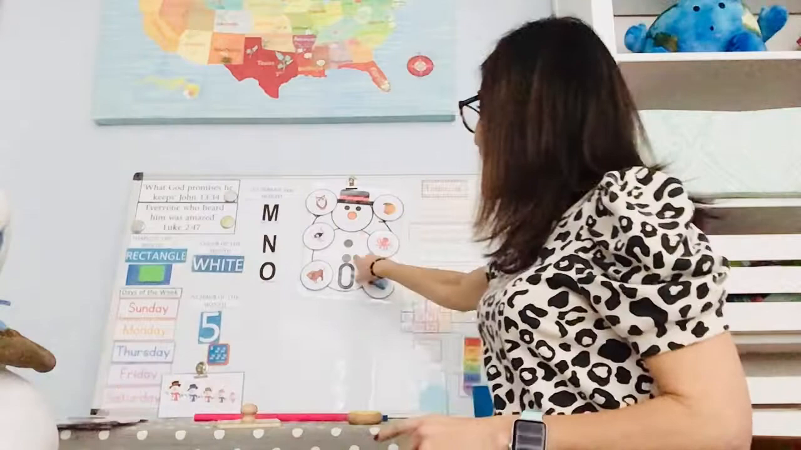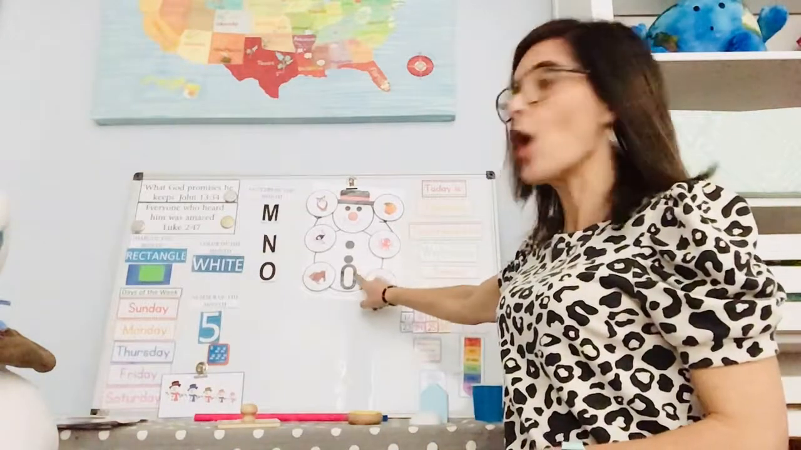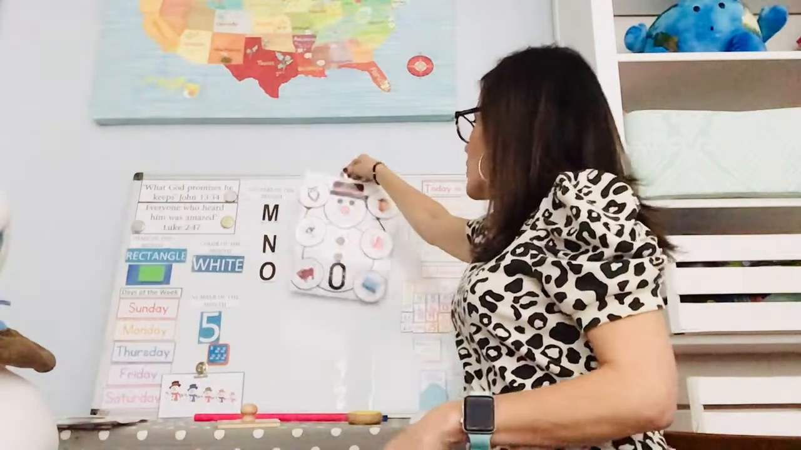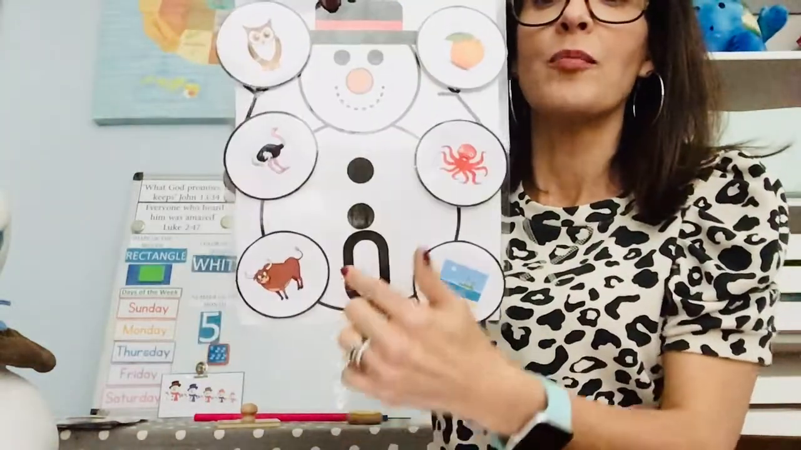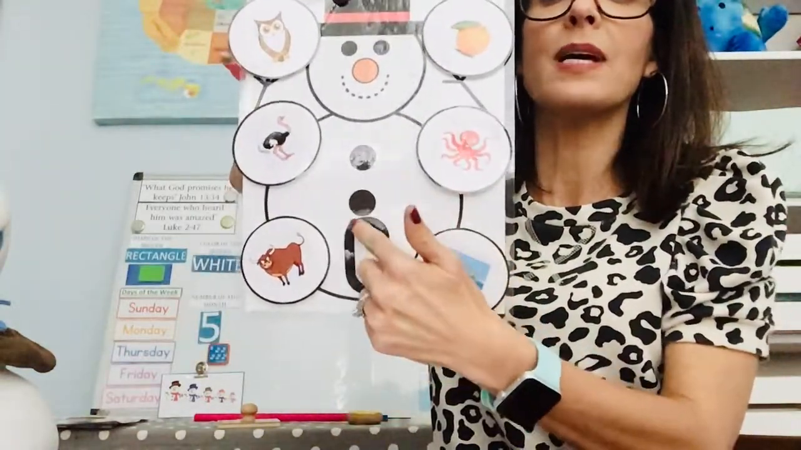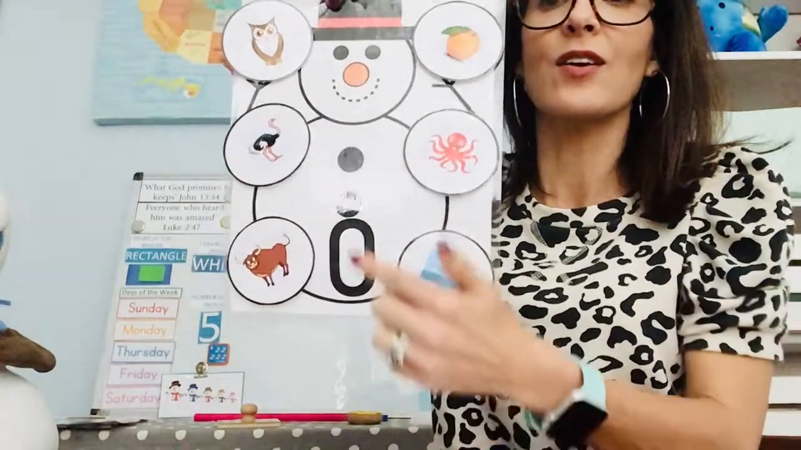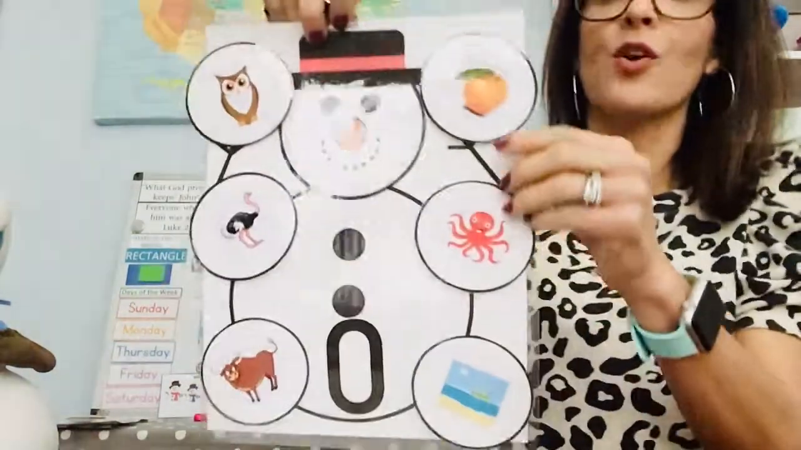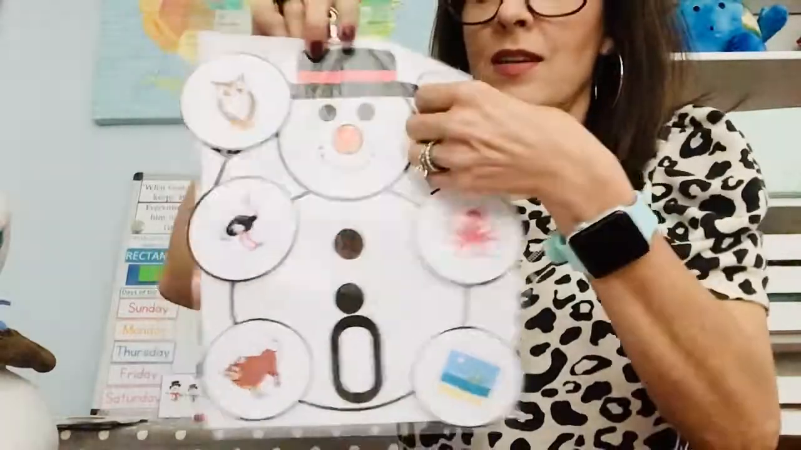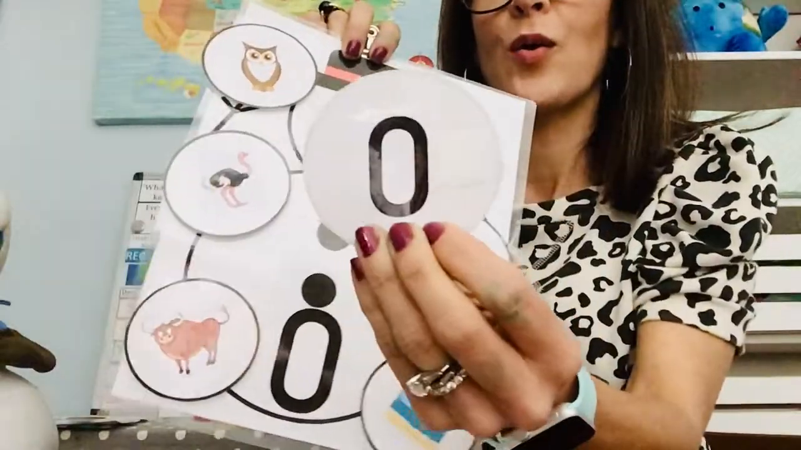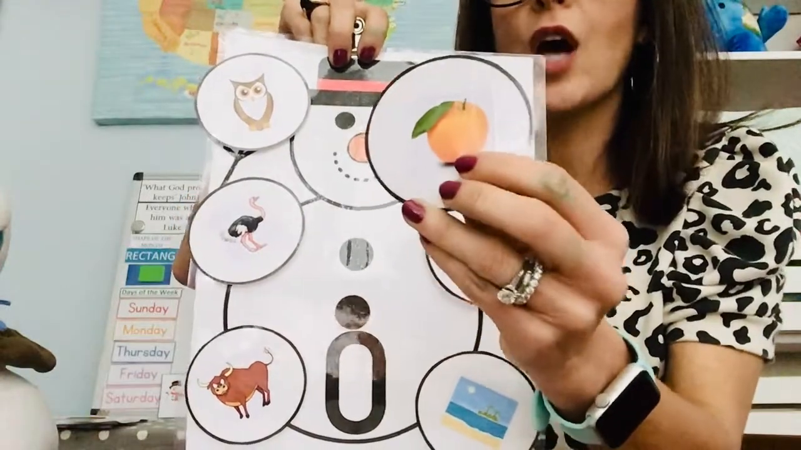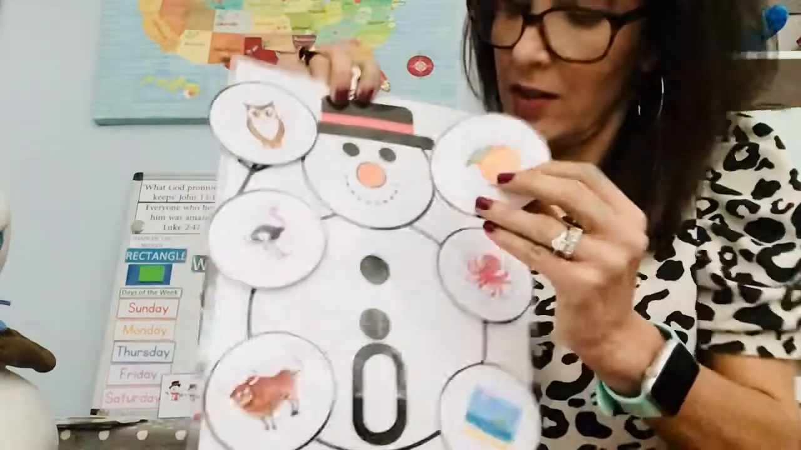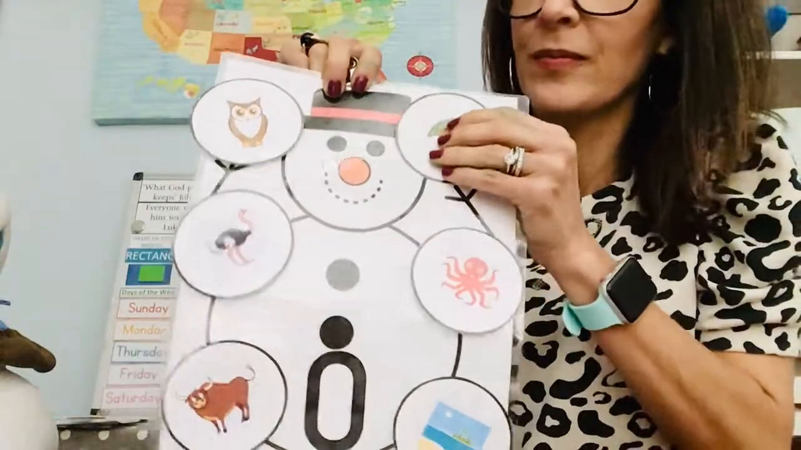And today we're going to go over the letter O. What shape does it kind of look like? It kind of looks like a circle, but an O is 2 big curves put together. So we put on this one, we have the O, and I have an orange. Can you say orange? O, O, orange.